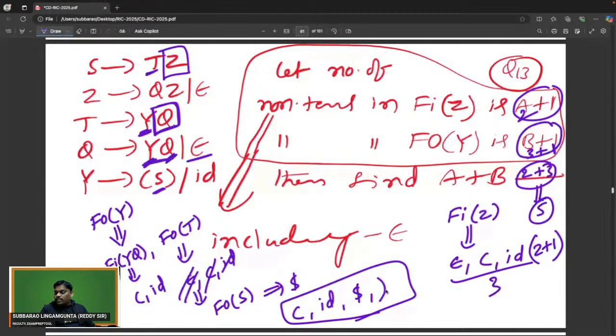Right, next one. First of Z is epsilon, open bracket, ID, 3. So first of Z is 3. Follow of Y is 4. 4 can be written as 3 plus 1. 3 can be written as 2 plus 1. So A plus B becomes 2 plus 3, which is 5. It's a very tricky problem. So follow of Z becomes a little tricky. Please verify one time.